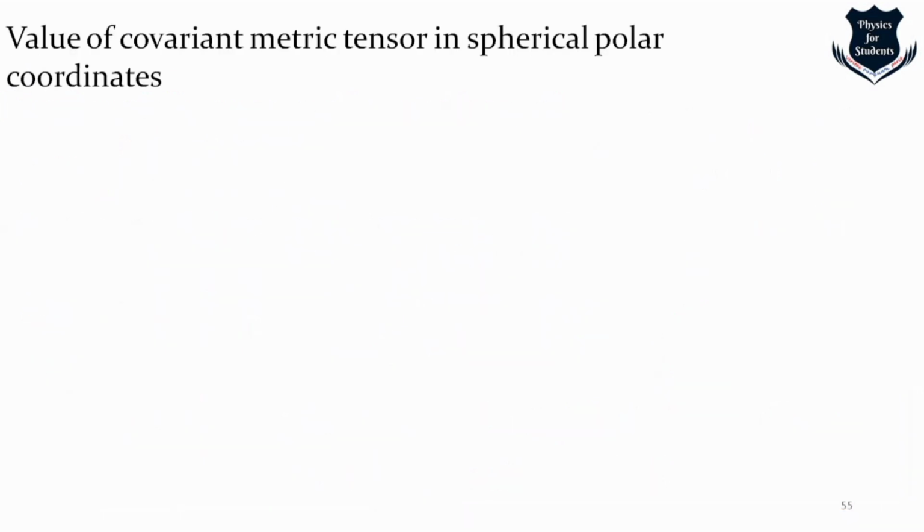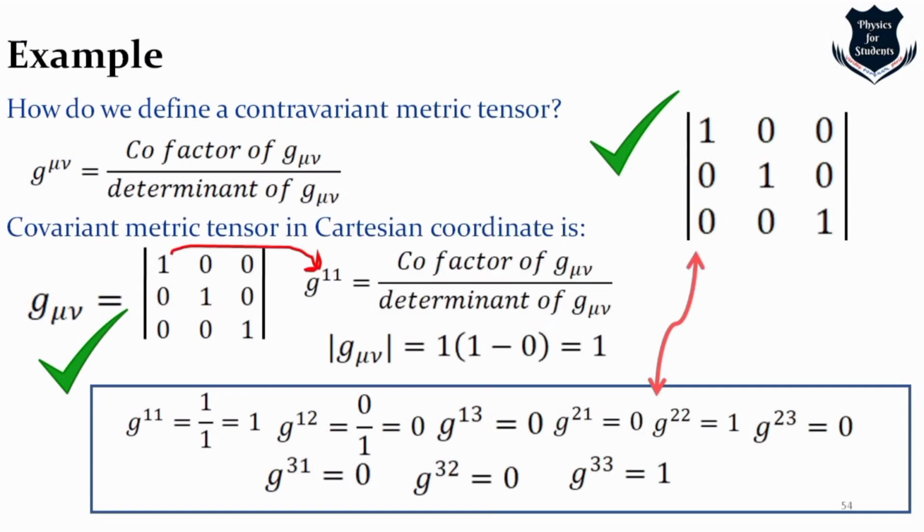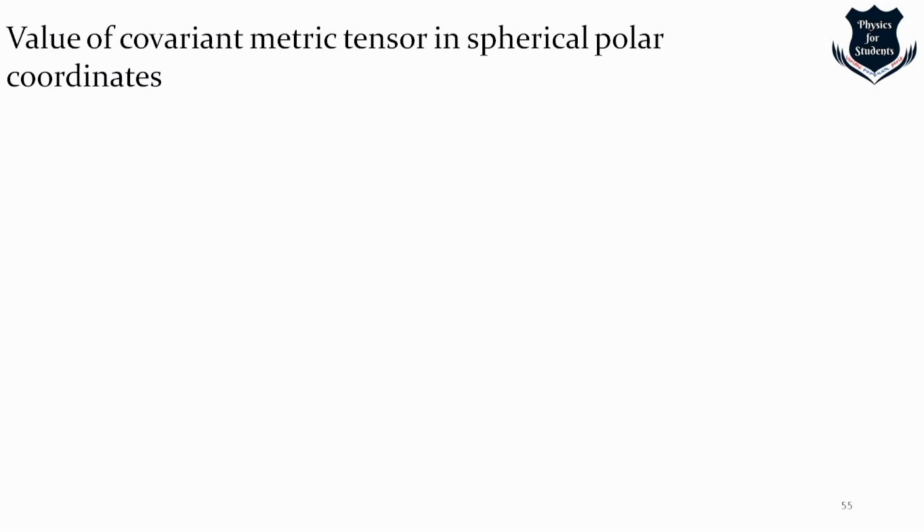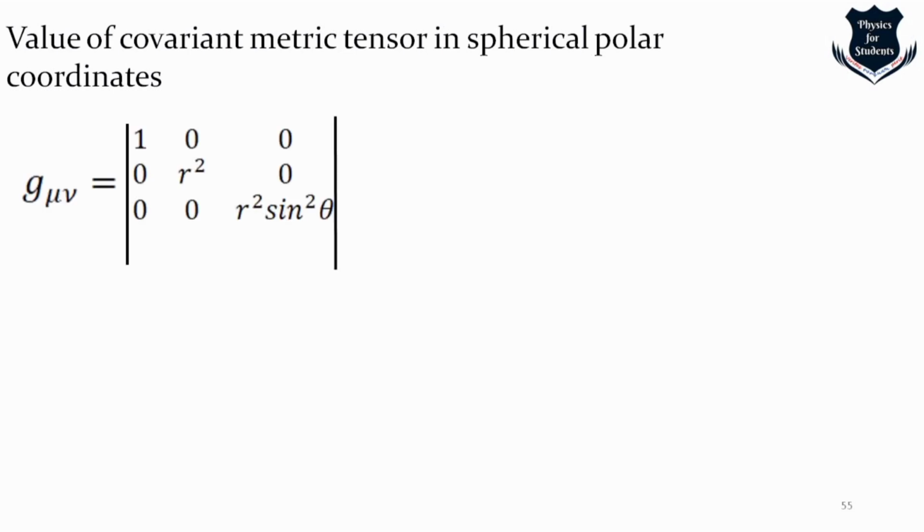And as you can see, this is exactly the same G mu nu. So this is how we calculated the covariant metric tensor in a Cartesian coordinate. Now, if we want to calculate the covariant metric tensor in spherical polar coordinates, given the values as this, as you know.